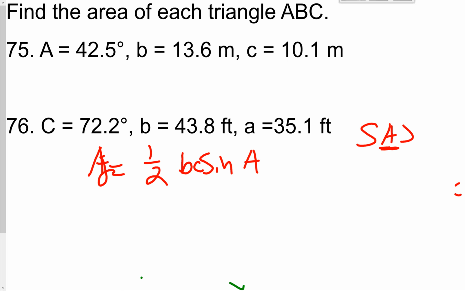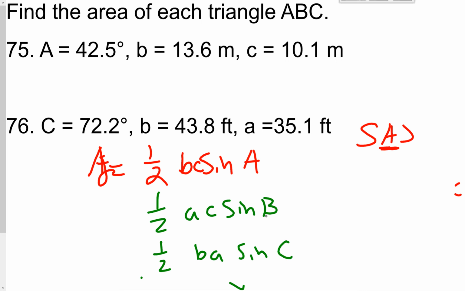Or it could be 1/2 of a c sine of B. Or it could be 1/2 of b a sine of C. All right, just depends on what you have and what you're trying to find.